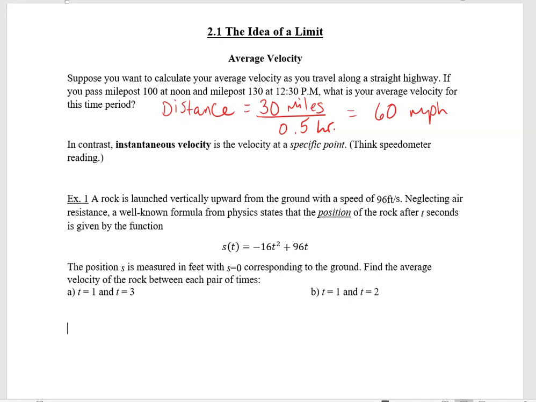Does that mean I went a consistent 60 miles per hour the entire time? No, I could have gone a little faster. I could have gone a little slower, but on average, I went 60 miles per hour during that half hour. So that's my average velocity.